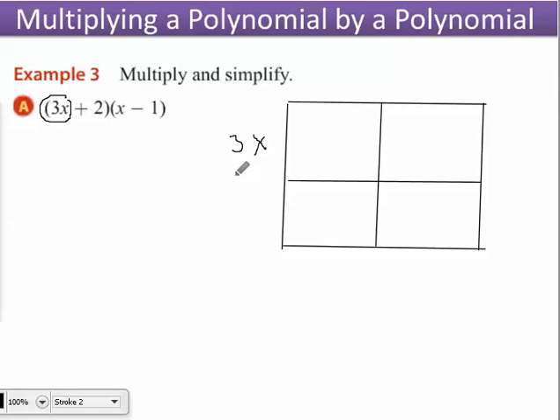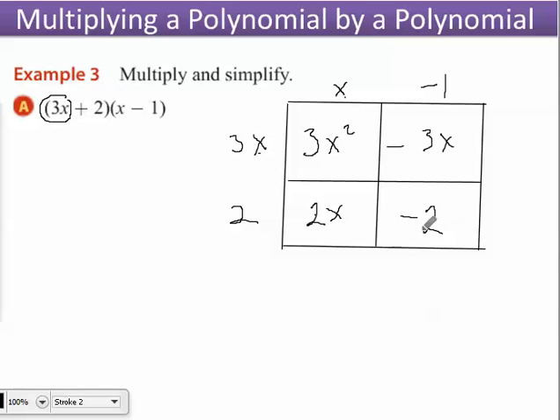3x. I've got a plus 2. I'm going to write that right here. 2. I'm going to write this x right up here. And I've got a minus 1. Minus 1. And then just like a multiplication table, x times 3x gives me 3x squared. x times 2 gives me 2x. Negative 1 times 3x gives me a minus 3x. And minus 1 times 2 gives me a negative 2.